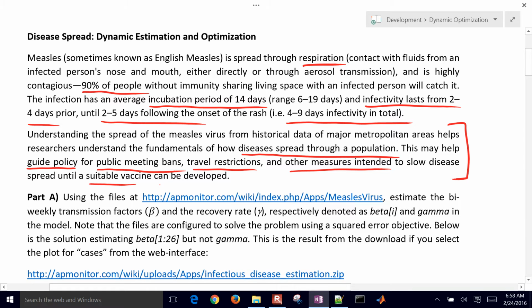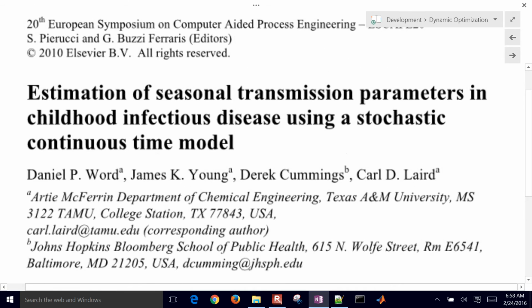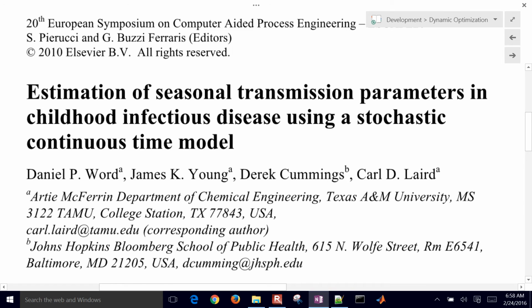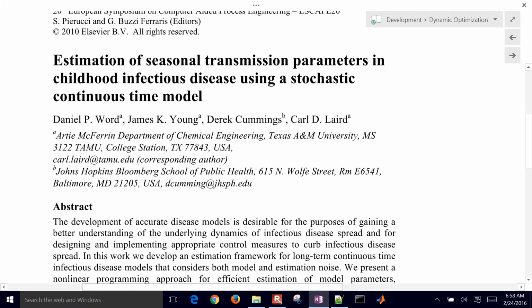Okay, so what we're going to do is first of all just start with a couple files, and I'll also send you to a reference here. There's a lot of very good literature about this subject. Let's just go to one here. This is "Estimation of seasonal transmission parameters in childhood infectious disease using a stochastic time model." Essentially what these researchers did is looked at the measles data and then tried to infer these contact parameters, so when school is in session or not in session.